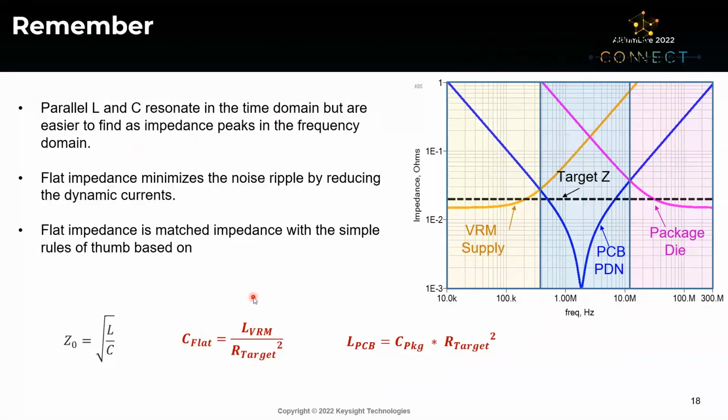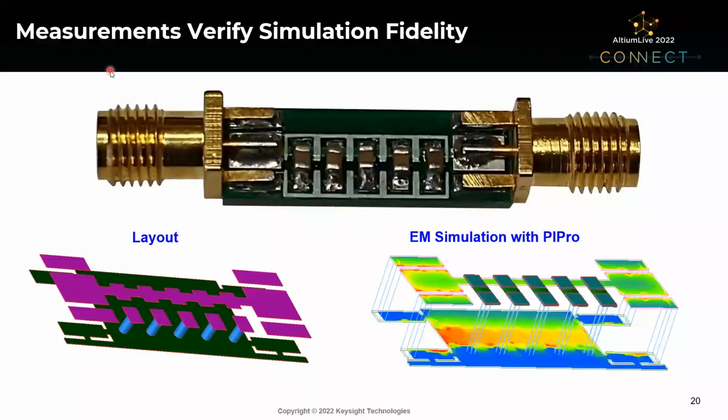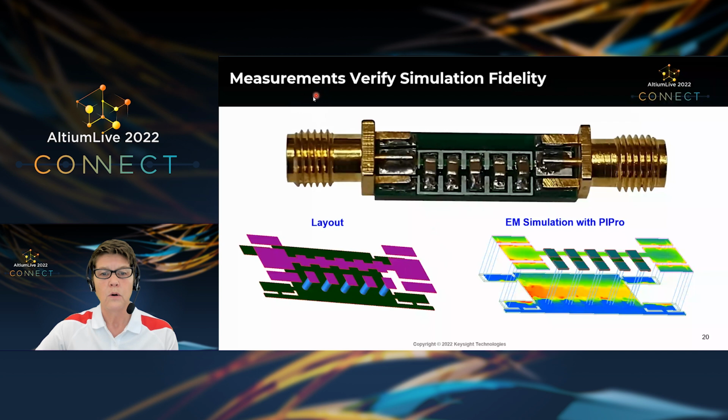The second thing is to go into how power rail impedances in the microohms are measured. And one of the things that's interesting is why do we need measurements, and what do they show us about the real world? Measurements actually help us verify the fidelity of our simulation tools and make us understand what sort of accuracy we do need with our simulation tools.